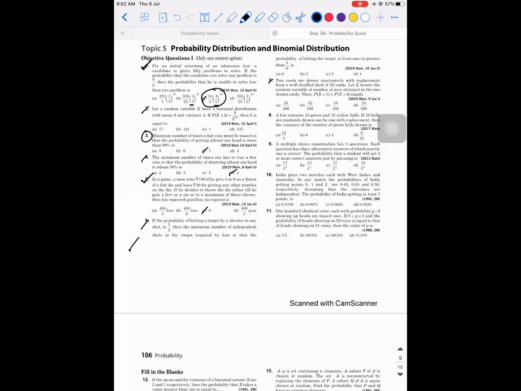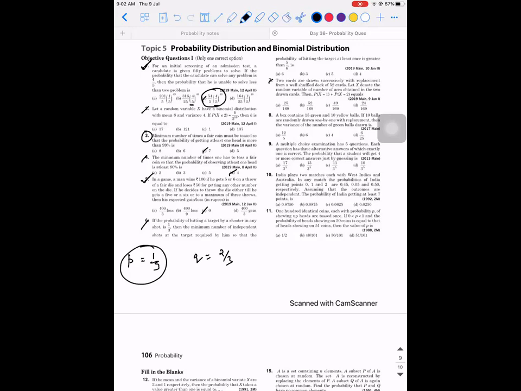So the probability of hitting a target by any shot is 1 by 3. The minimum number of independent shots required so that the probability of hitting the target at least once is greater than 5 by 6. At least once means, what is the probability that he will never hit? So 2 by 3, the whole power n. So what is the probability that he will never hit? 2 by 3 the whole power n, correct?